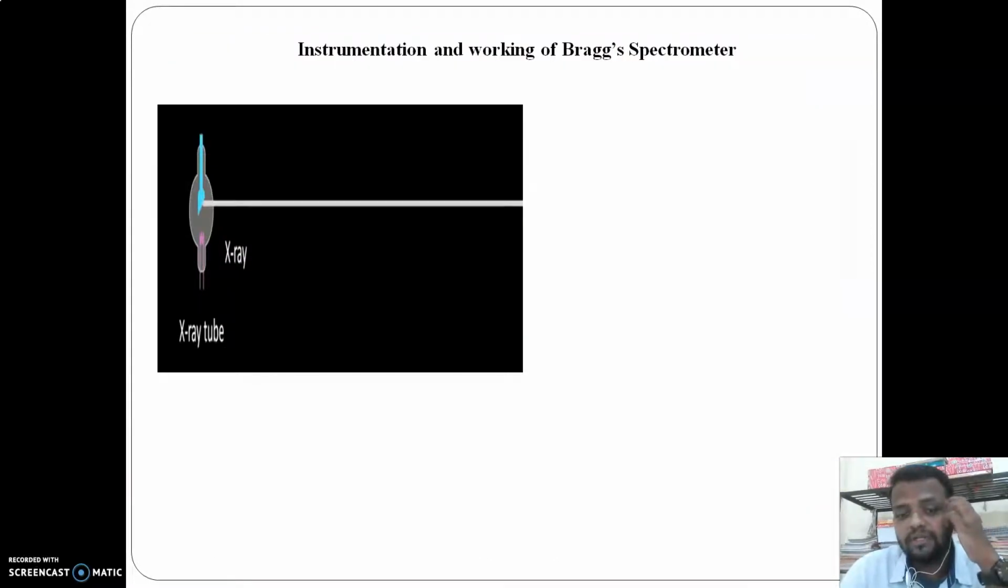The Bragg spectrophotometer is composed of an X-ray tube. The basic purpose of the X-ray tube is to give away the X-rays. We all have studied that these are the cathode and anode rays. Bombardment occurs, and due to the bombardment, whatever energy is emitted, that is emitted in the form of X-rays.